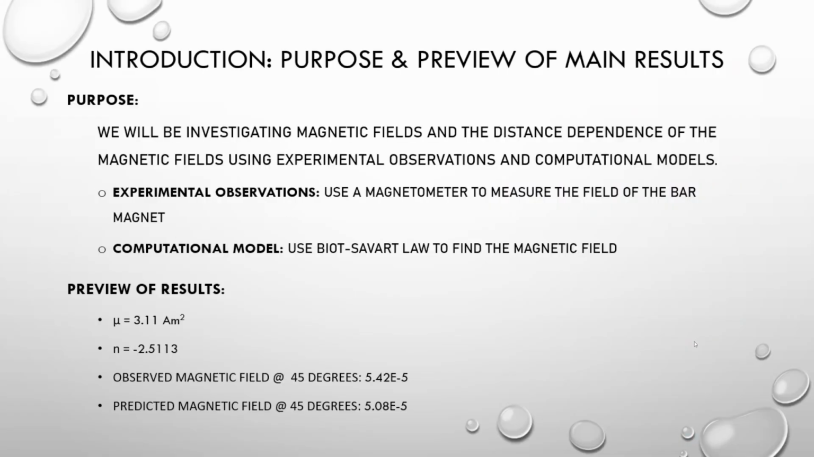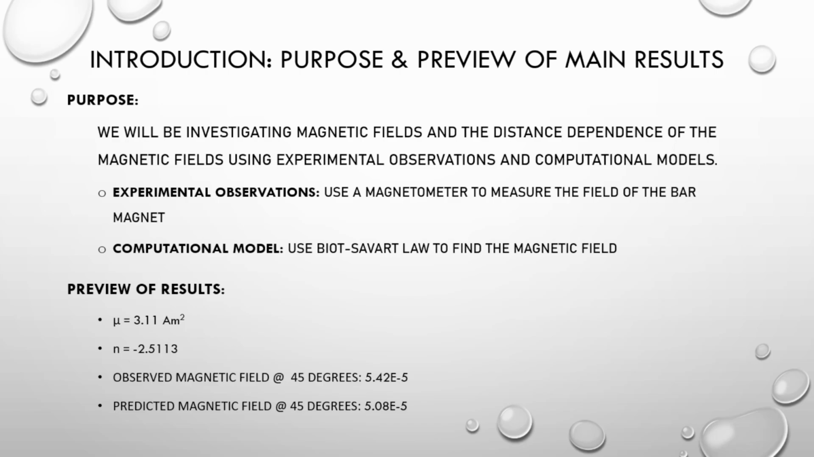Let's first begin with the purpose of our experiments. We're going to be using a small bar magnet and exploring magnetic fields and the distance dependence of the magnetic fields using experimental observations and a computational model. The experimental model will measure the magnetic field using a magnetometer, and the computational model will compute the magnetic field by applying the Biot-Savart law.